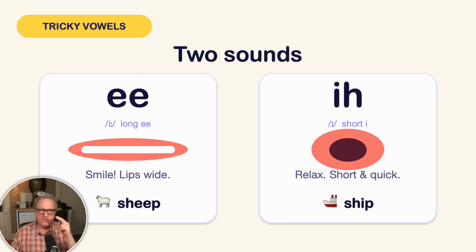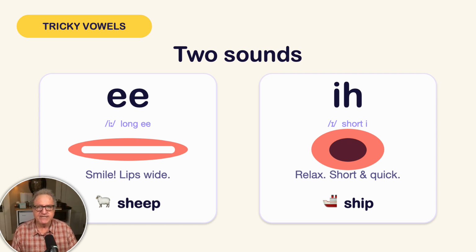There are two sounds. The first one is long, and you say it with a smile. It's the long E. Sheep, sheep, E. Like I'm smiling. E, e. You don't have to smile, but it helps. E, like in sheep.